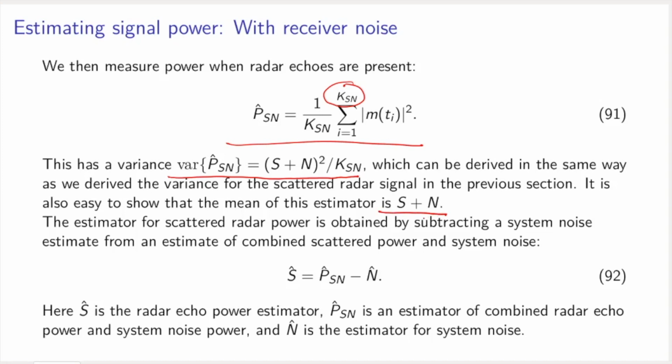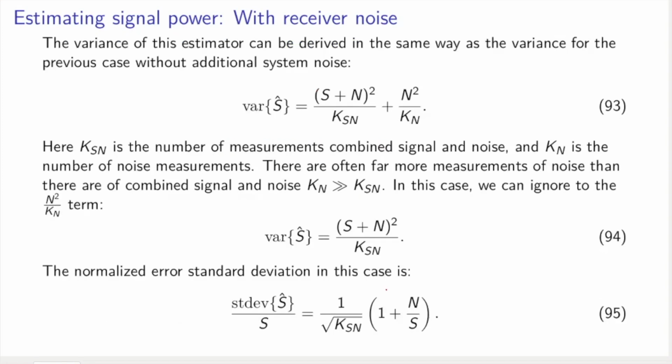Now, in order to estimate the power of the ionospheric echo, we subtract our estimate of receiver noise power from our estimate of receiver noise power plus ionospheric echo power. This estimate is unbiased. The variance of this estimator is shown in equation 93. It contains error variance contributions from both estimators. In most cases, we can make more measurements of receiver noise power than we can make of ionospheric echoes.